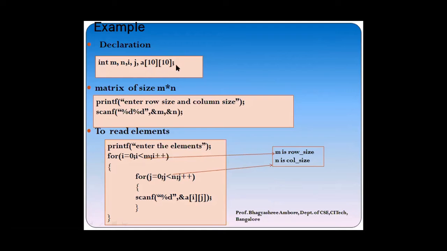But this is the declaration for reading one two-dimensional array. This is the row size, this is the column size, this is for row loop, this is for column loop, and this is the two-dimensional array.